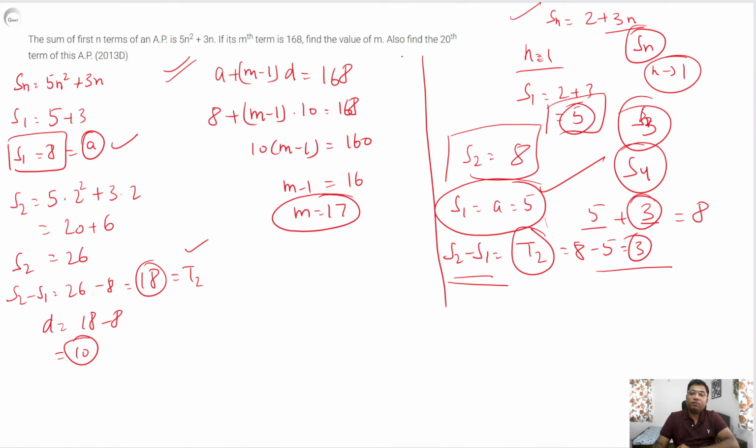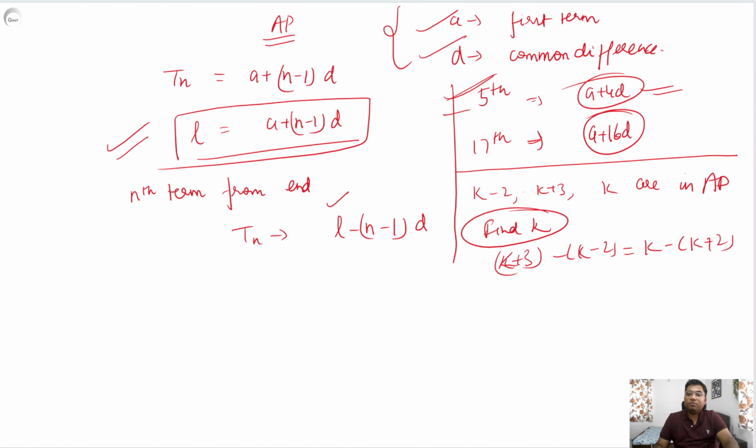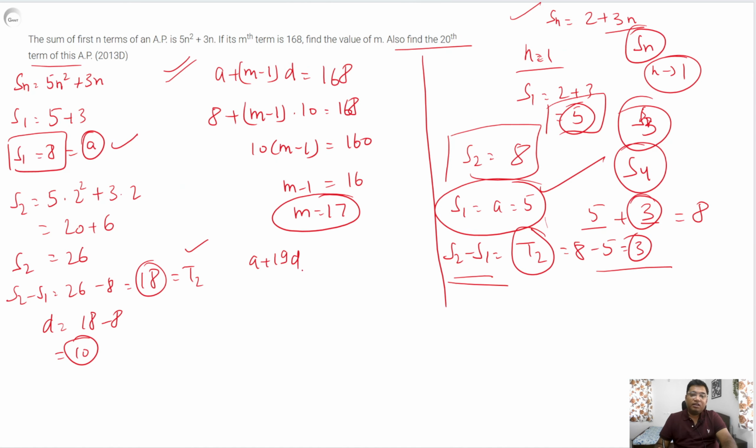Now moving forward, the question says find the 20th term of this AP. 20th term of an AP is nothing but A plus 19D. Please remember, we talked about this earlier, guys, when we were looking at this particular slide. The fifth term is A plus 4D, 17th term is A plus 16D. So the question says find the 20th term. What is it exactly asking? A plus 19D. Now, A is 8 and 19 times 10, right? So 8 plus 190, which gives us 198 as the 20th term of the AP.